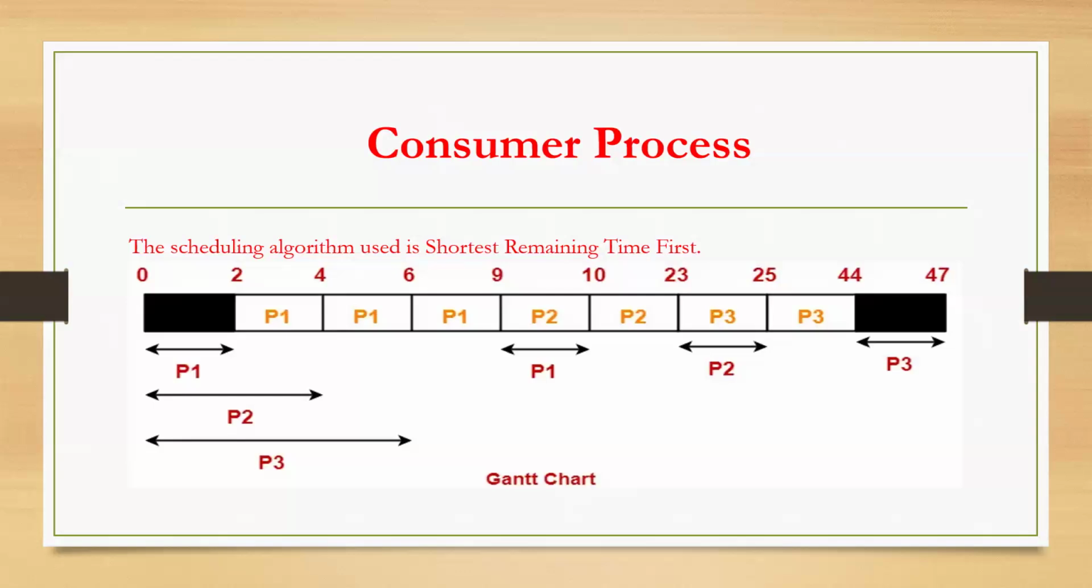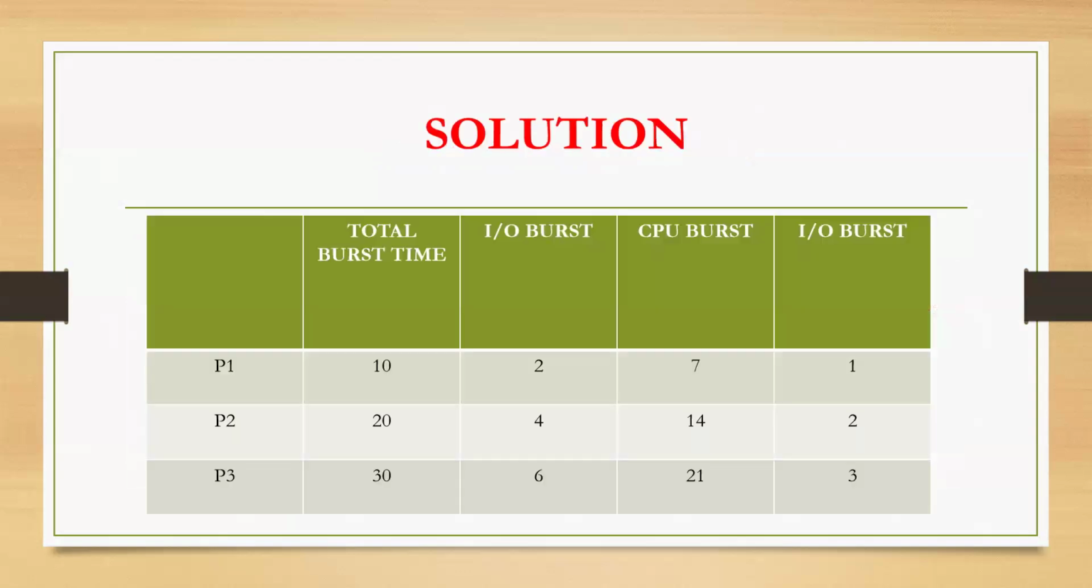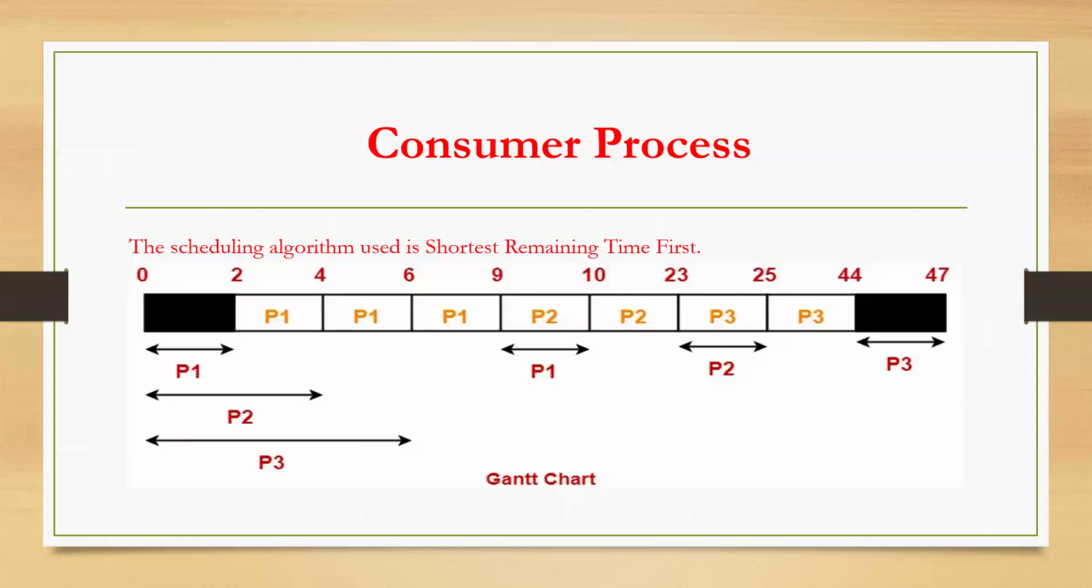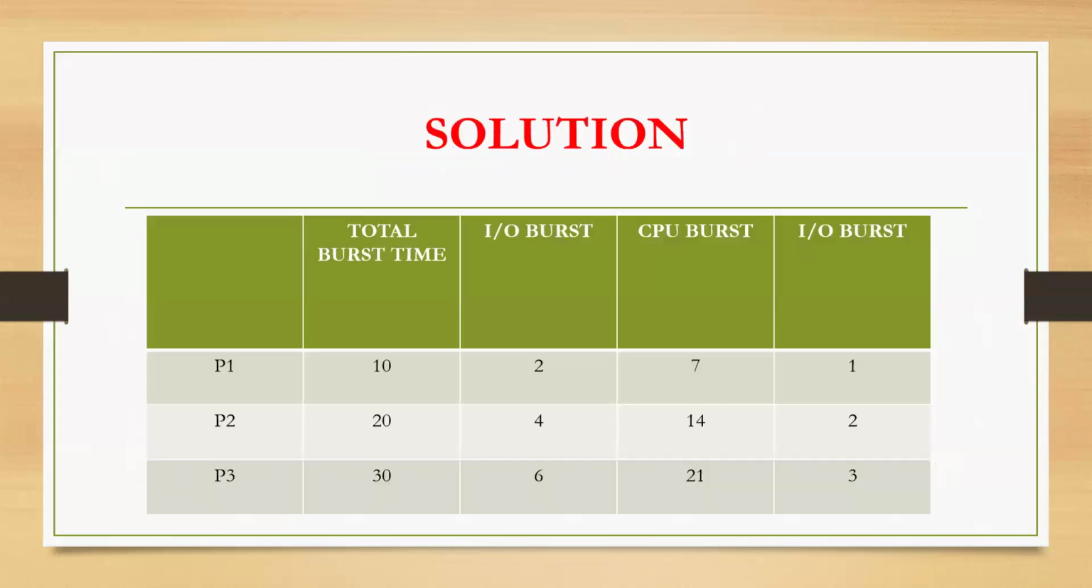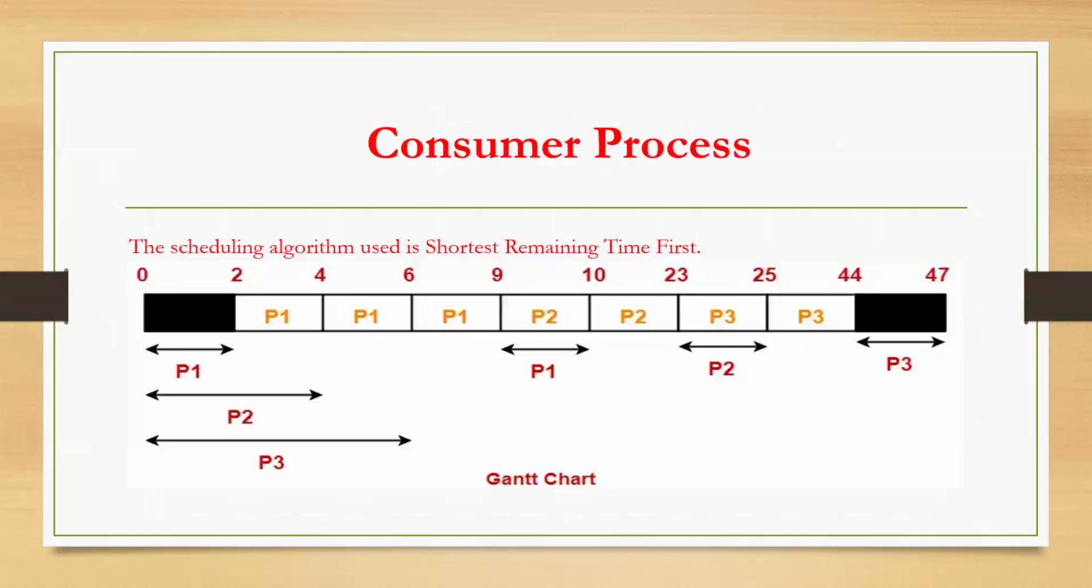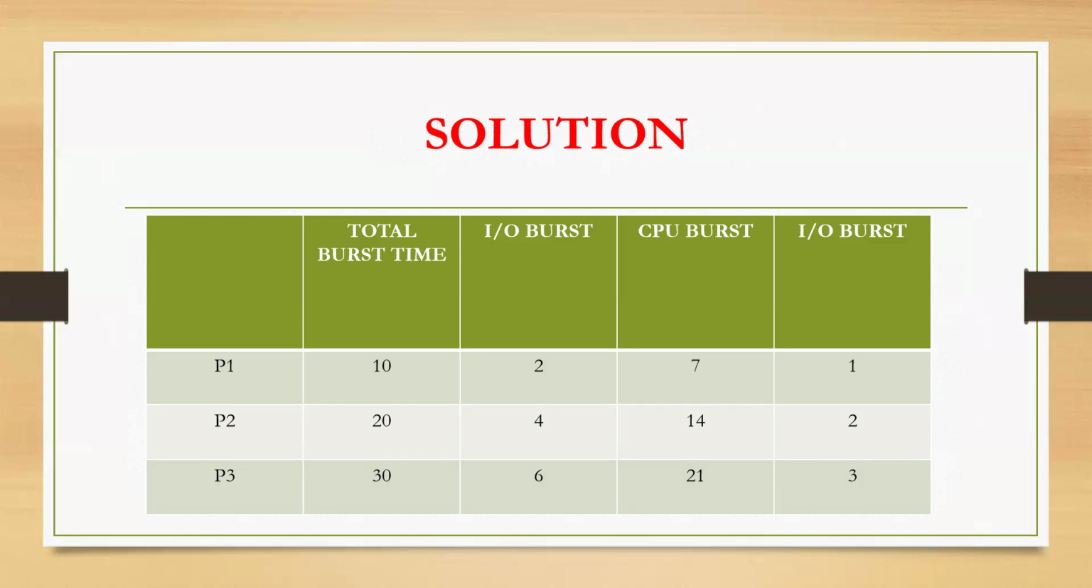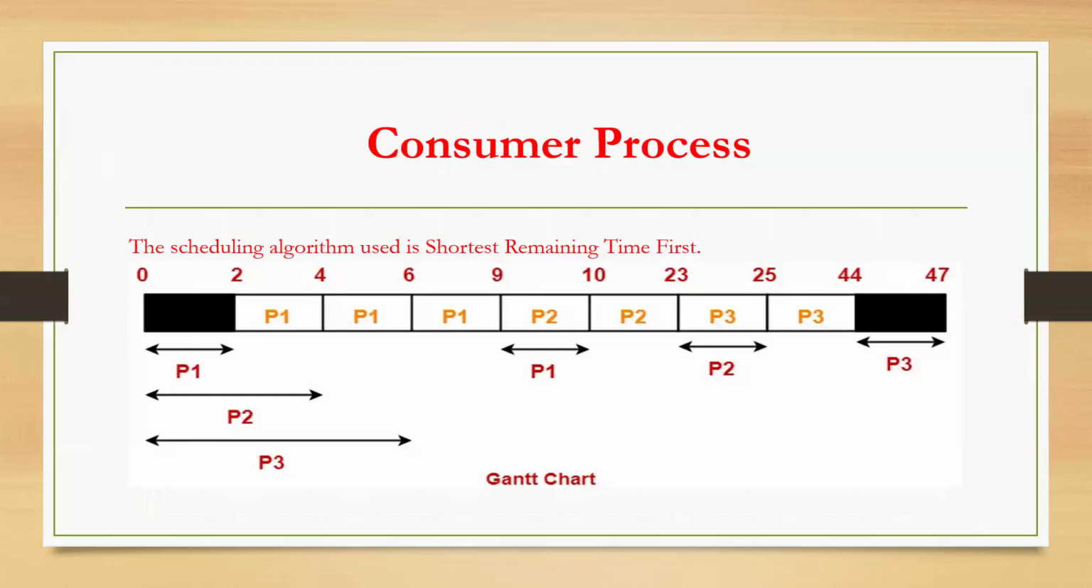What is the computation time of P3? 21. You can refer to the previous table for convenience. The CPU burst time for P1 is 7, so it starts at 2, and 7 plus 2 is 9; P1 ends at 9. P2's CPU burst time is 14, so it starts at 9 and ends at 14 plus 9, 23. And the CPU burst time for P3 is 21. This is shortest remaining time first. So after completing P2, P3 will start at 23.